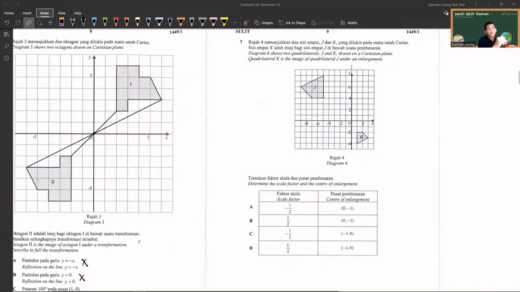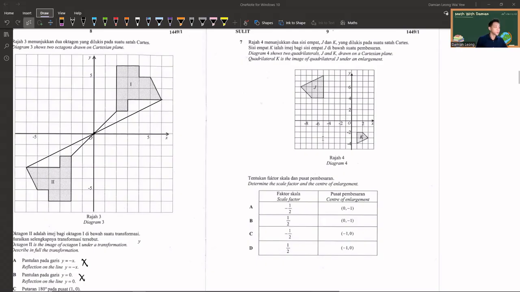Soalan 7. Rajah 4 menunjukkan dua sisi empat, two quadrilaterals J dan K yang dilukis pada suatu satah kertas. So, sisi empat K ialah imej bagi sisi empat J. K is image. J is object. Ini transformasi di bawah satu pembesaran. So, it's an enlargement. For enlargement, we look at two things, scale factor and center of enlargement. Faktor skala dengan pusat pembesaran.